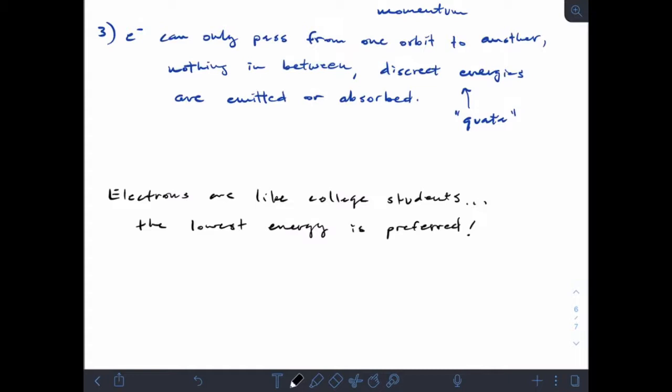Picking up where we left off on our Chapter 7 lecture notes. So when we left, we were finishing up with the main ideas of the Bohr model.